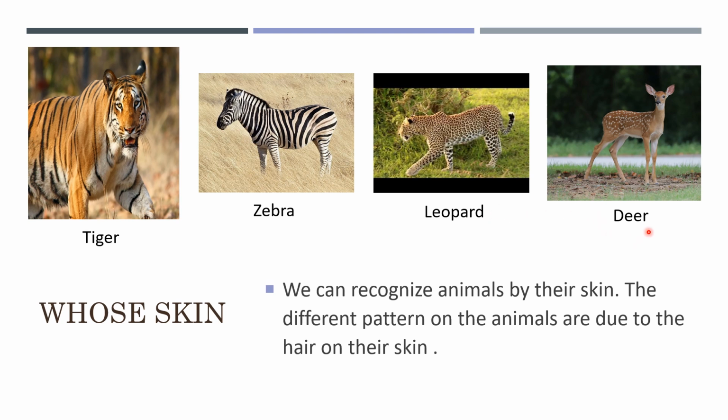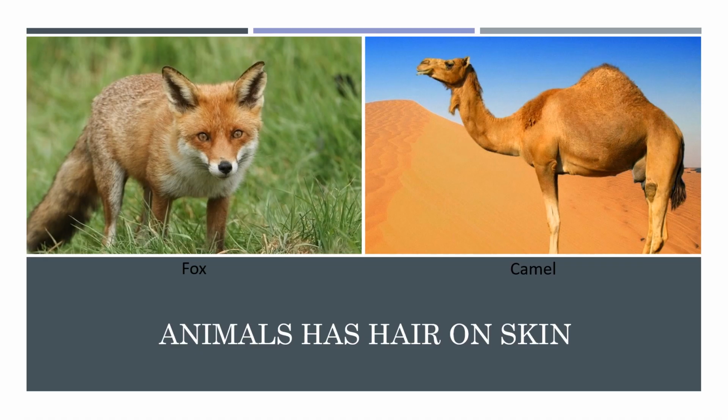In last picture we see deer. It has small white spots on its brownish yellowish skin. Some animals have hair on skin. Fox. Fox has long hair on its skin. Camel. It has hair on its skin. Hair protects camel from sunlight, dust and sand in desert areas. Its skin helps to stop evaporation from its body in hot and desert area.